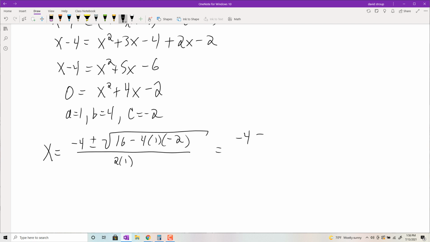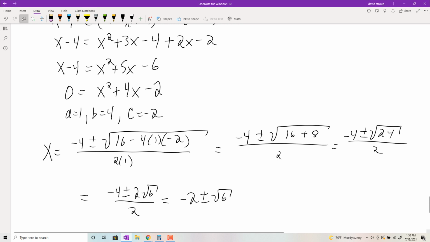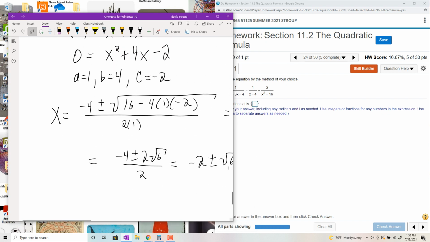So you get negative 4 plus or minus the square root of 16 plus 8, all over 2. So negative 4 plus or minus square root of 24 all over 2. So negative 4 plus or minus 2 root 6 all over 2. And then we could butterfly it, so get negative 2 plus or minus root 6. And neither of those are restricted, so we're good. Our restrictions were all integers.